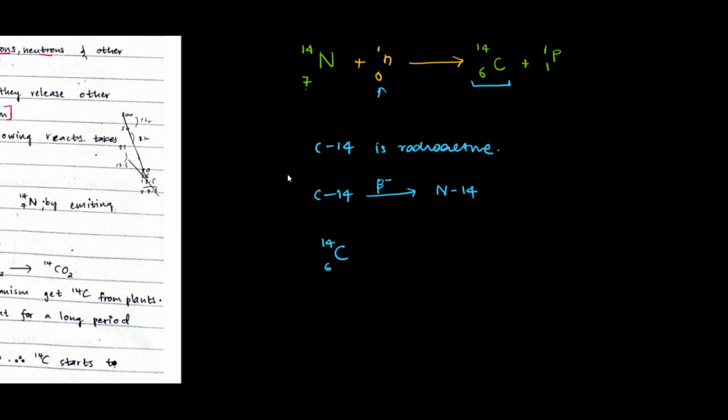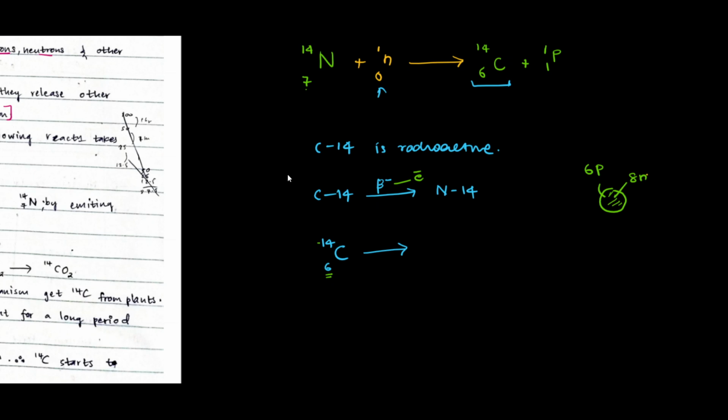Carbon-14 undergoes beta minus decay, during which it releases an electron. In the nucleus, we have six protons and eight neutrons. So from where does this electron get released? The electron particle is released from one of these neutrons.